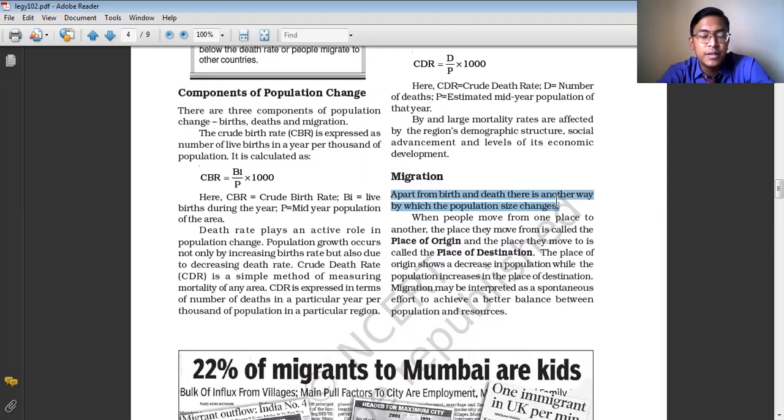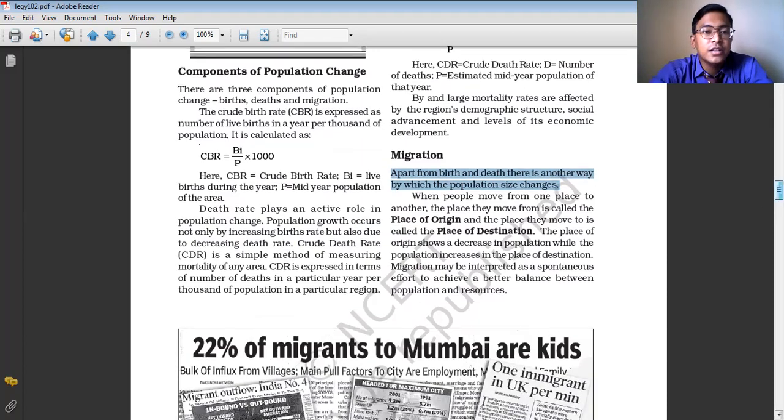This movement of people may be permanent or temporary. Sometimes people leave their own homeland or place of residence and move to some other place and settle there permanently. Or sometimes people migrate for work and employment opportunities, and after staying a few days, months or years, they come back to their original place. In that case, it is a temporary migration. So migration is another important component of population change because, apart from the birth rate and the death rate, migration also plays a very important role in changing the population of a certain area.